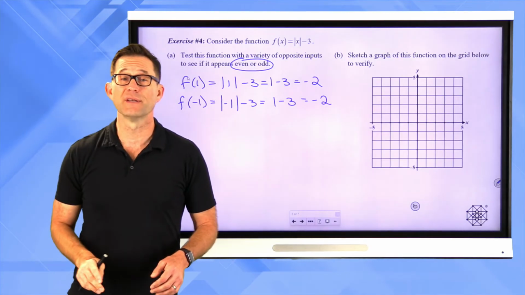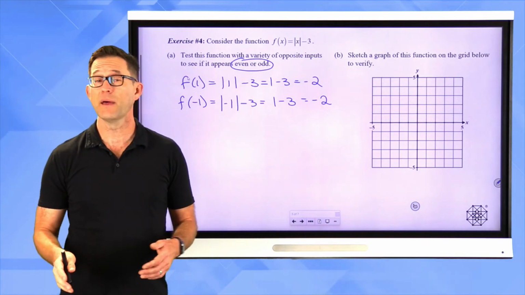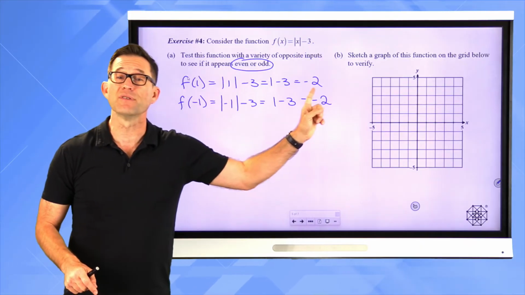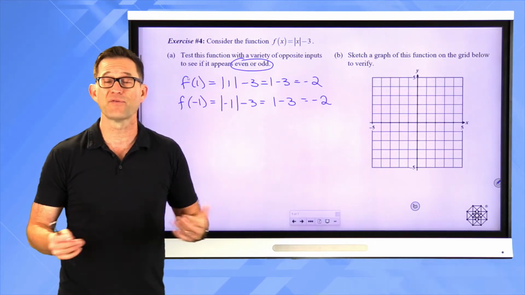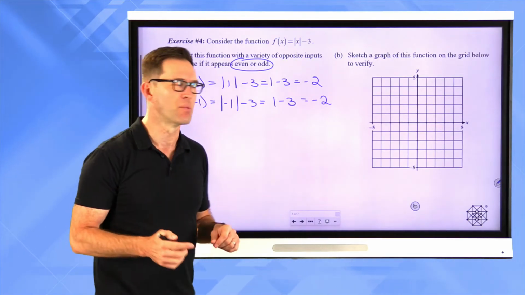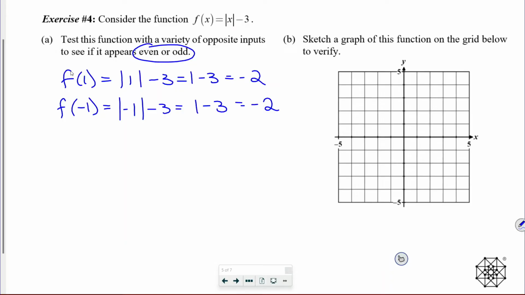Now, if we've got just a simple choice, even or odd, then we already know the answer. These two opposite inputs gave us equal outputs, so it would have to be even. But let's do just one more set of opposite inputs. Let's do, why not? Let's say f of 5 and f of negative 5.